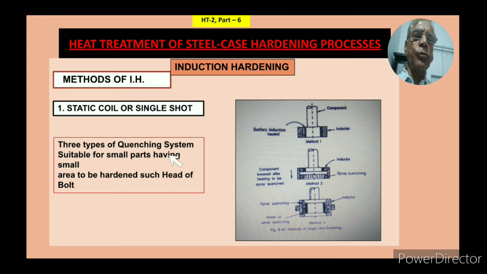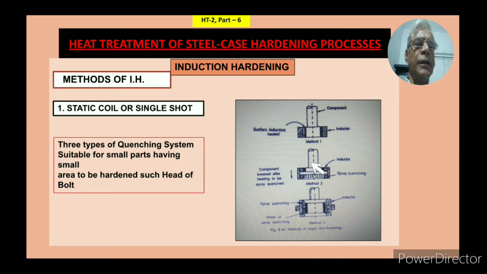In this there are three types of quenching system suitable for small parts having small areas to be hardened, such as the head of a bolt. So this is the single shot method, wherein this part is here, and the induction coil is here, and power is being supplied, and it is getting heated. Then you take out the material manually and quench it in a separate tray. Sometimes it is dropped also outside this system. After heating it, you drop it, it goes into the tray having water and then it is getting quenched.